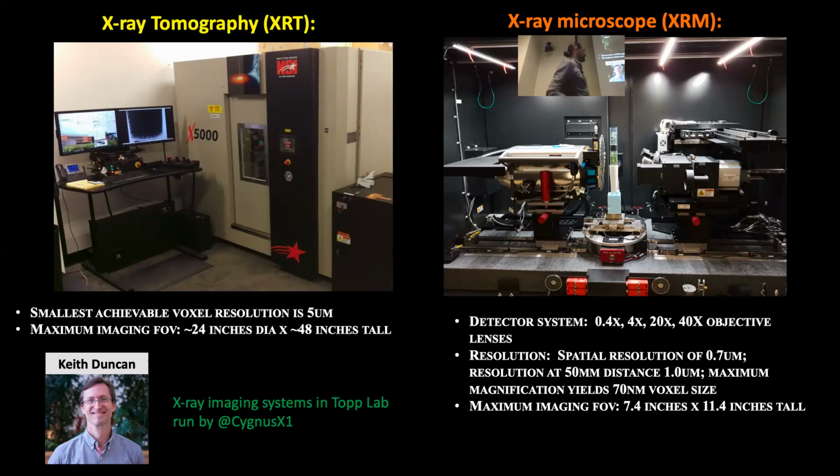And Keith Duncan runs these things. He has a great Twitter account at CygnusX1, which is the first black hole that was discovered that makes a lot of X-rays. So that's what he named this thing. That's Perseus, which is another astronomical thing.